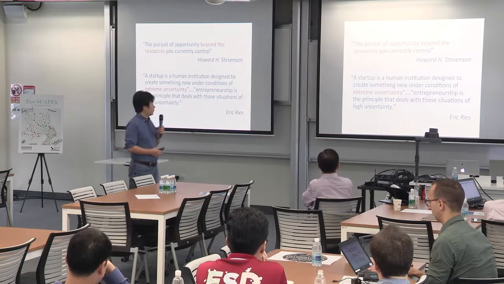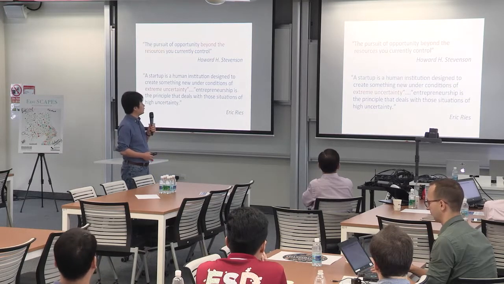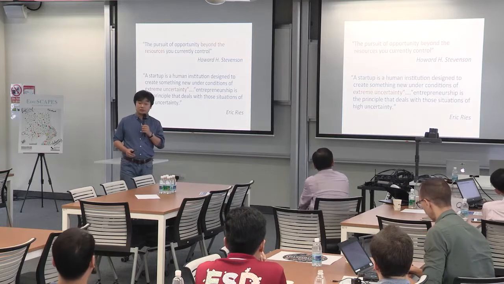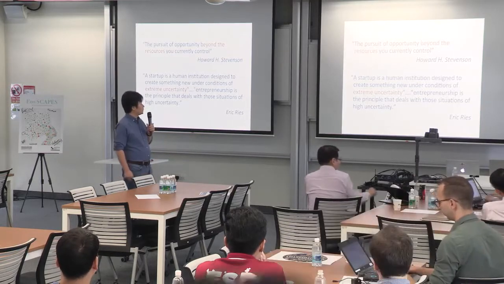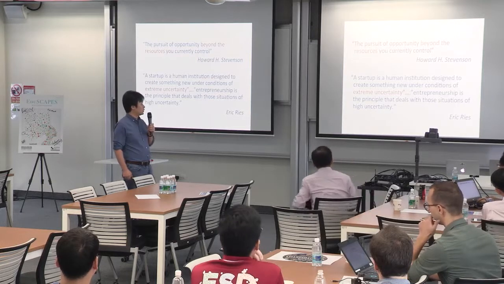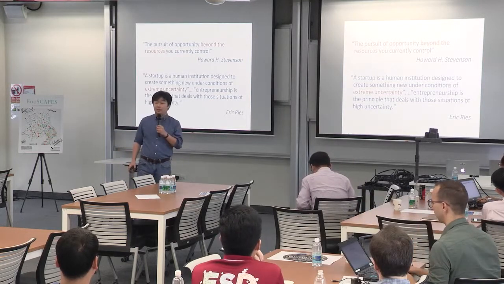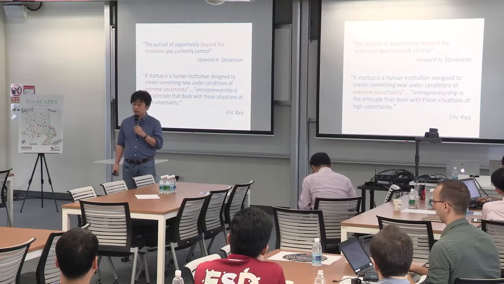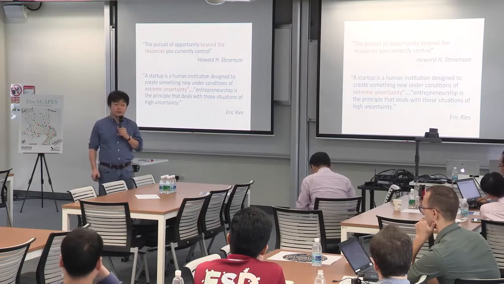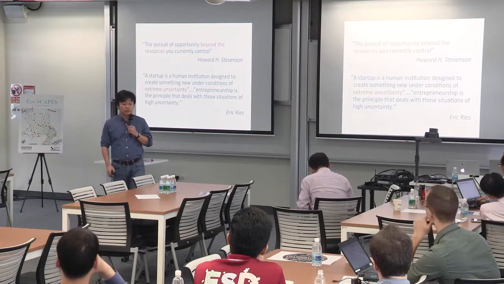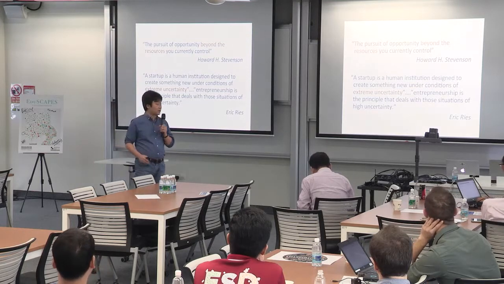One is the definition of entrepreneurship from Howard Stevenson, who set up the entrepreneurship division at Harvard Business School in the 70s. He considered entrepreneurship the pursuit of opportunity beyond resources we currently control. That means we're faced with resource constraints. If we have sufficient resources, we're managing, we're optimizing, we're not venturing. So resource constraint defines the entrepreneurship context.